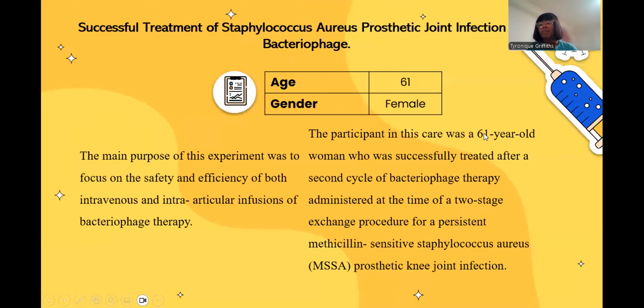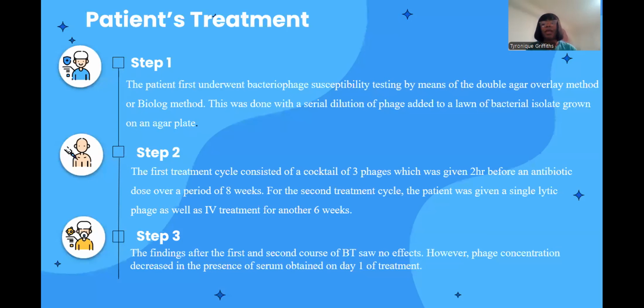The main purpose of this experiment was to focus on the safety and efficiency of both intravenous and intraarticular infusions of bacteriophage therapy. The participant in this case was a 61-year-old woman who was successfully treated after a second cycle of bacteriophage therapy administered at the time of a 2-stage exchange procedure for persistent penicillin-sensitive Staphylococcus aureus prosthetic knee joint infection. The patient first underwent bacteriophage susceptibility testing by means of the double agar overlay method or biolog method.